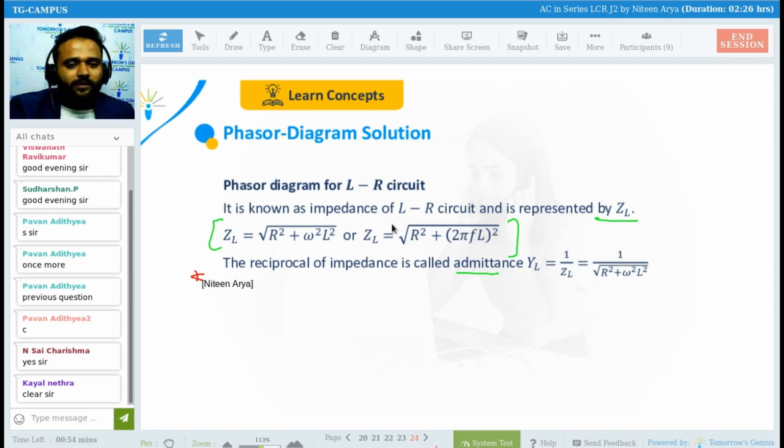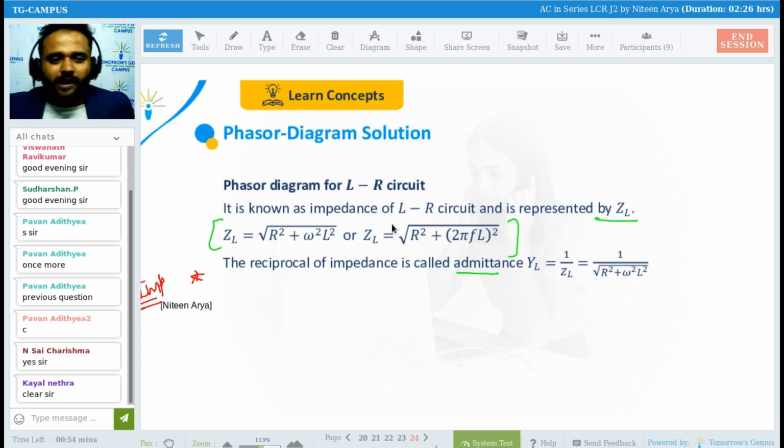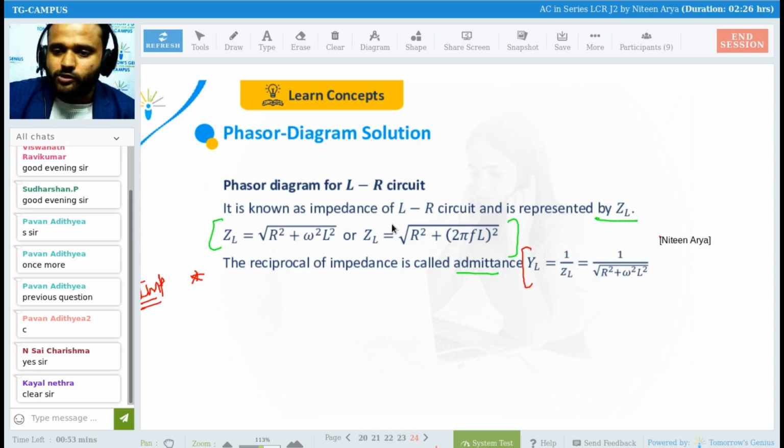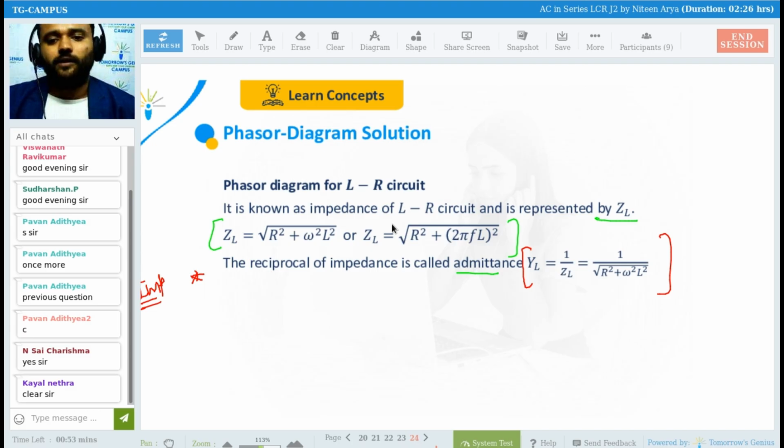Because in numericals, generally for LR or RC circuit, they ask ZL or ZC or the phase angle, but sometimes to make a numerical difficult, they ask admittance. At that moment, we may not even know what admittance is. So admittance is nothing but the reverse of impedance for any particular kind of circuit. If you know the impedance, you can find the admittance. Is this clear, everyone?